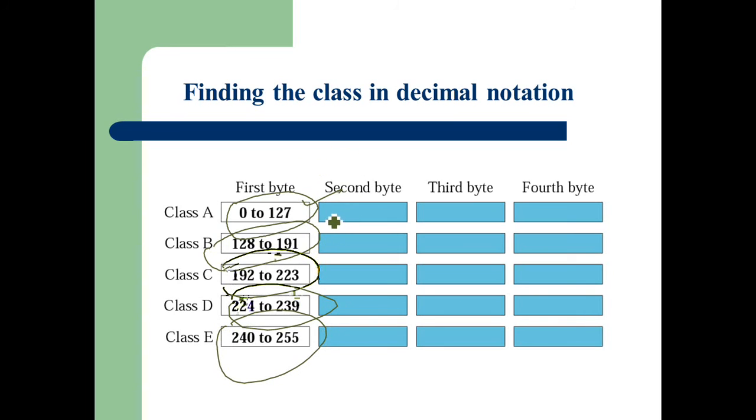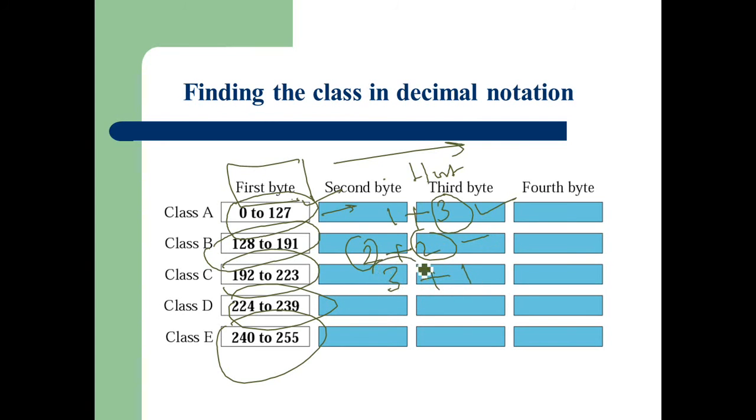Now in case of class A, the first block is network portion and the remaining 3 blocks are in host. In class B, it is balanced, 2 blocks in network and 2 blocks in host. When we discuss in detail, we'll tell you later. In class C, 3 blocks are network and 1 block is host.